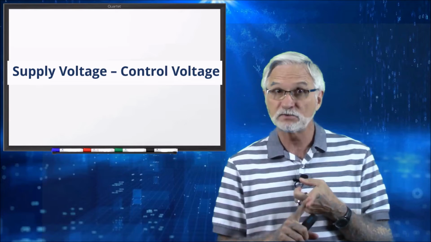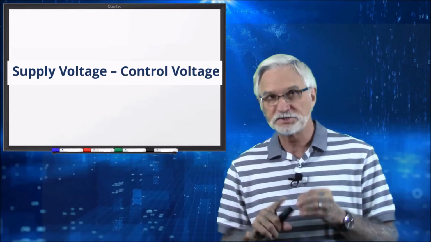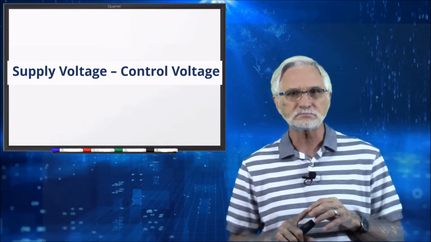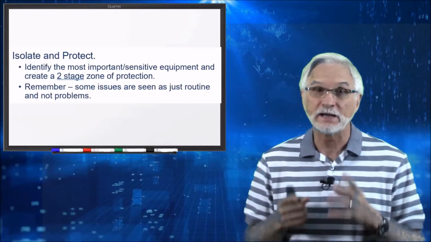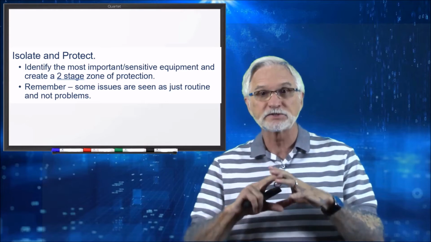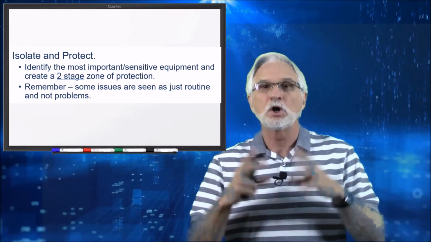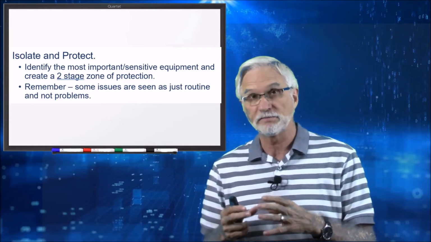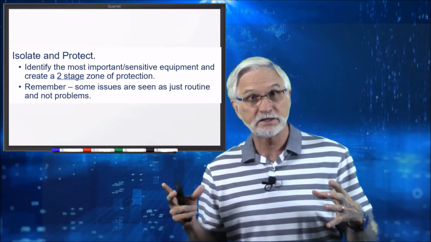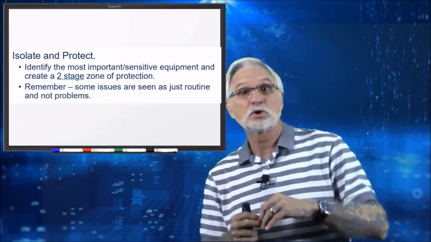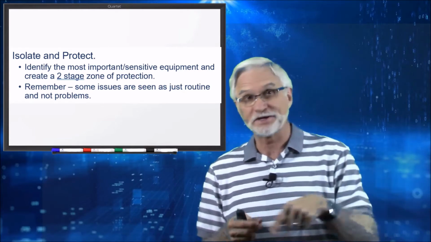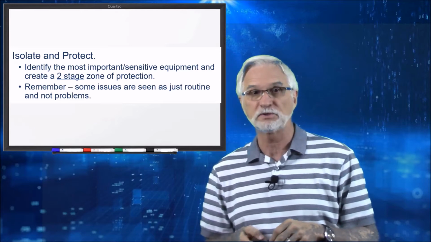It's supply voltage, control voltage. Our objective is a minimum of 2 levels of protection, 2 zones of protection. So what we want to do is isolate and protect. We want to identify the most important sensitive equipment and create this 2-stage zone of protection around that critical piece of equipment. First the control voltage, then the supply voltage. Maybe in a lot of instances, you want to go one step up to the mains to cover 100% of the external and internal protection for that one particular piece of equipment.